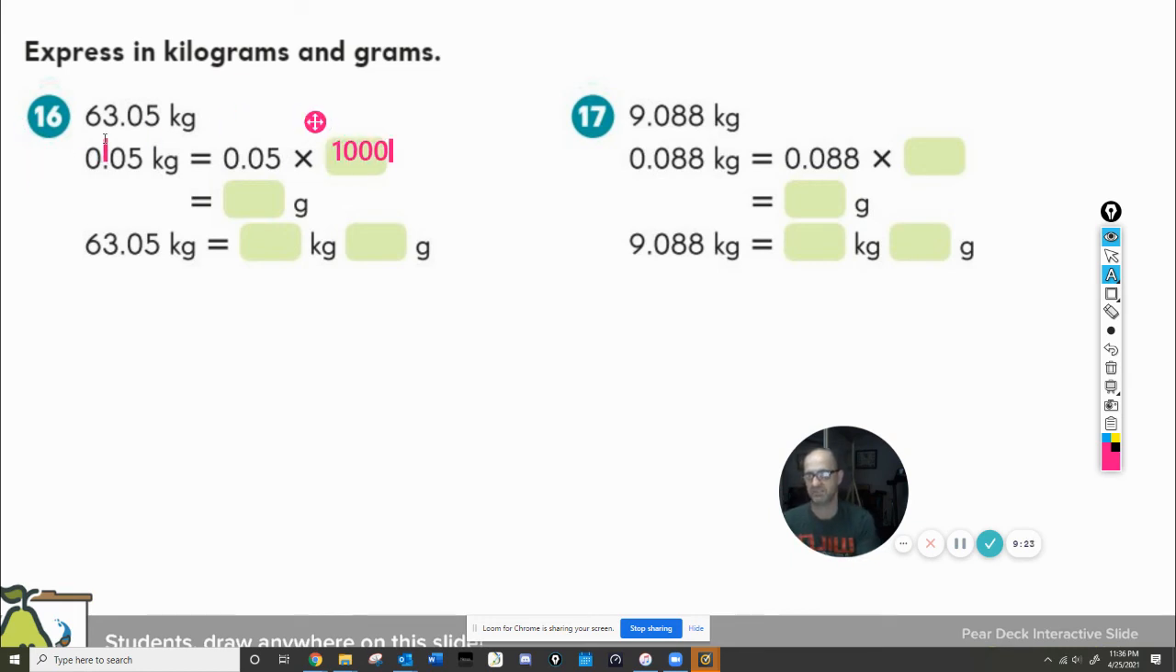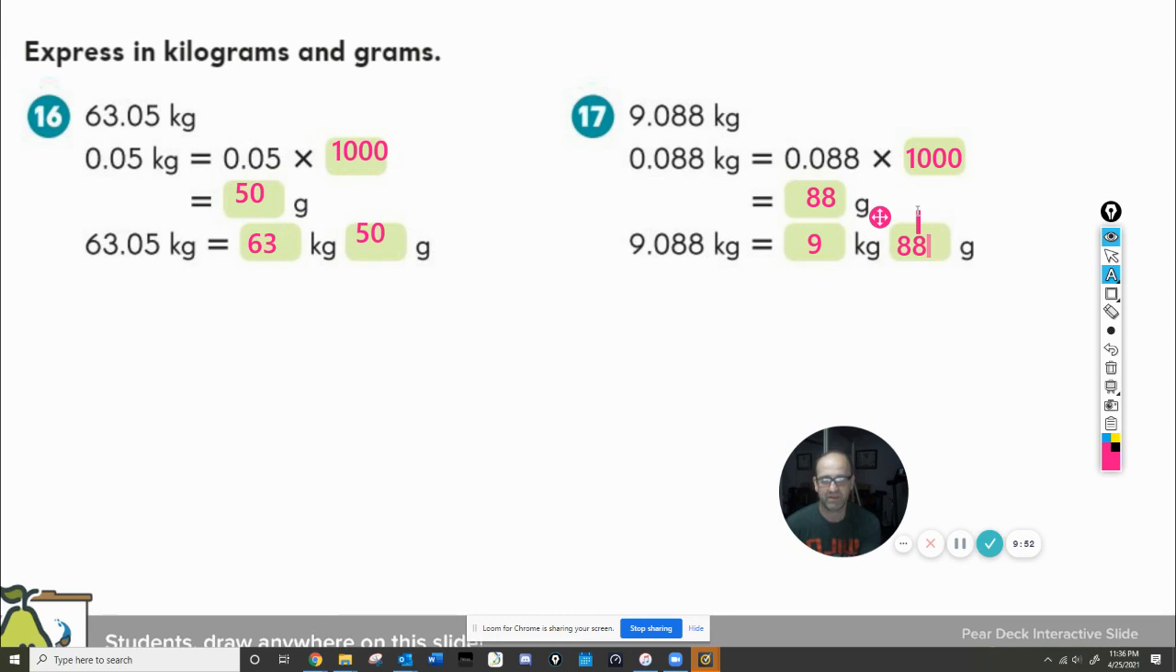You're taking the decimal part, you're multiplying it by 1,000 because you're converting from kilograms to grams. Okay, 0.05 times 1,000 is 50 grams. So you're going to get 63 kilograms and 50 grams. Again, no one would ever report it that way. Here you're going to get 9 kilograms and 88 grams. Again, people aren't mixing up their units like this.